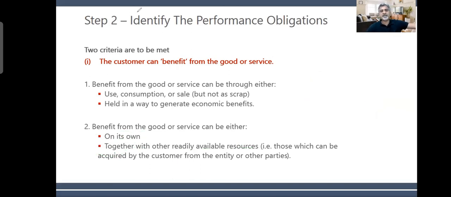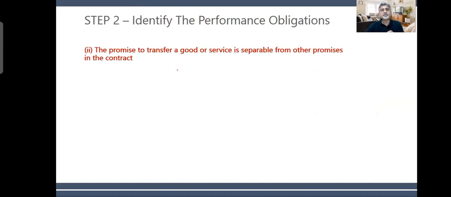So under first criteria, there should be benefit. Benefit has conditions: use, consume, sell, or hold, and it could be independent or it could be dependent benefit. The second criteria there, the promise to transfer a good or service is separable from other promises in the contract. Like it could be separable. It's a distinct thing. Like, fencing is a separate activity. Digging the foundation is a separate activity.